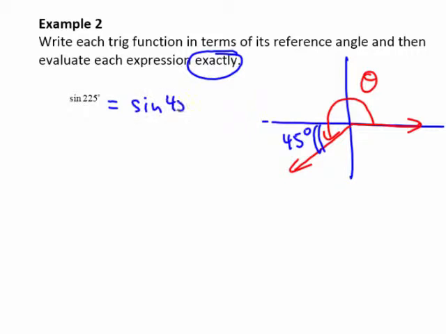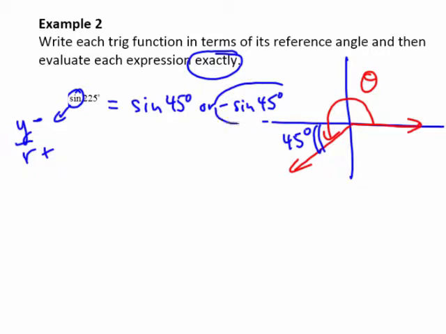So it'll be the sine of 45 degrees or it'll be the negative sine of 45 degrees. Whether it's positive or negative will be determined by which quadrant we're in. Now we're in quadrant 3, and we know sine by definition is y divided by radius, and we know radius is always positive and y is negative, so we know that my sine ratio should be a negative value.